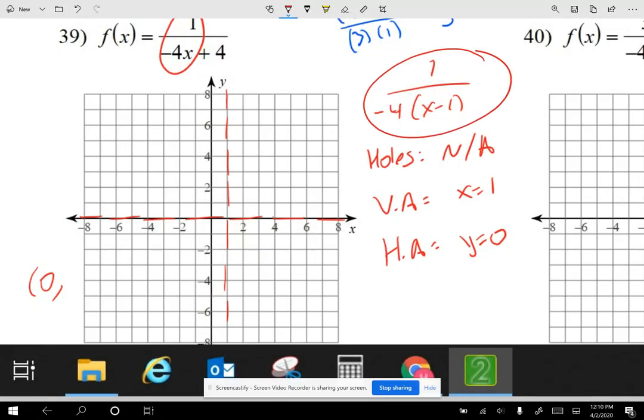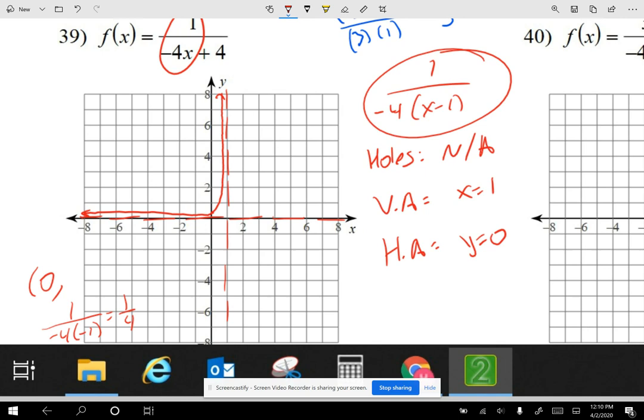Now looking at my function, what I have is 1 over -4 times -1. So I have 1 over 4. So that's about here. So that gives me my graph should be there.